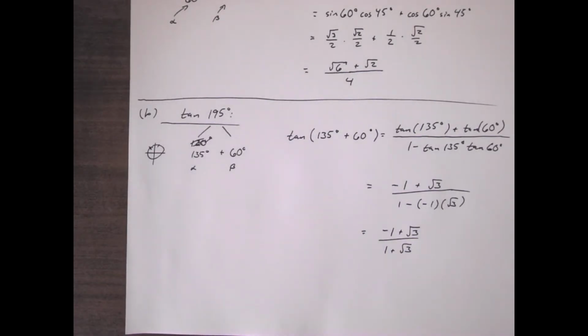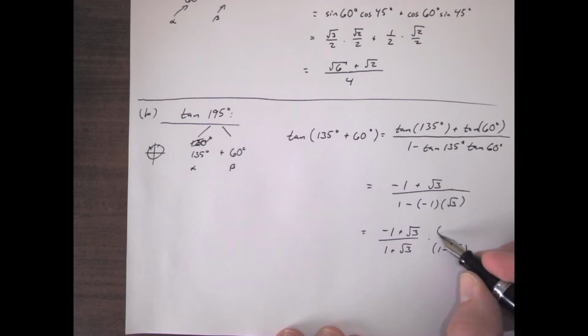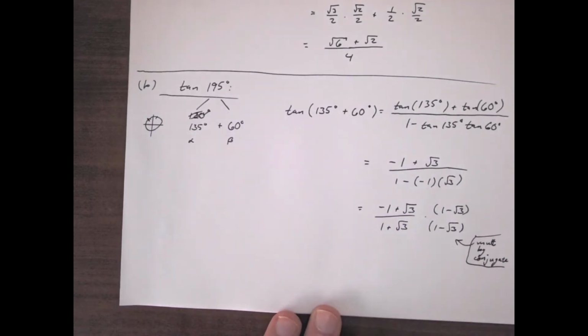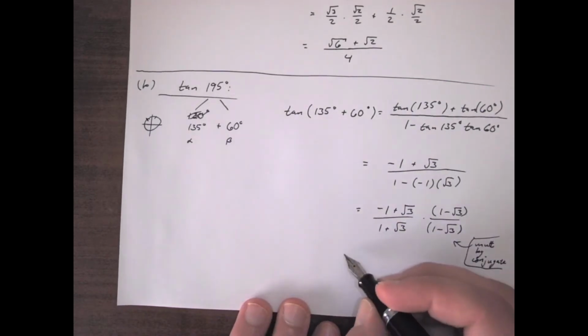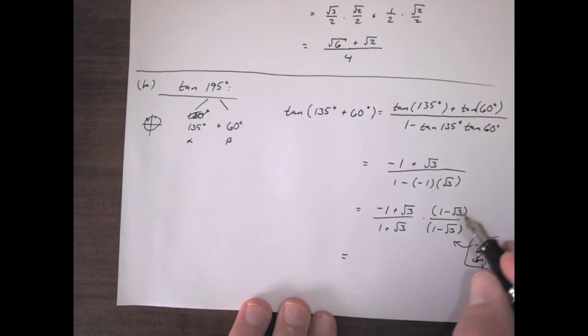And if we want to simplify this, we can do it by multiplying by the conjugate of the denominator. Just multiply by the conjugate. That's the name for what we're doing here. And it will produce a more simplified version of the answer.